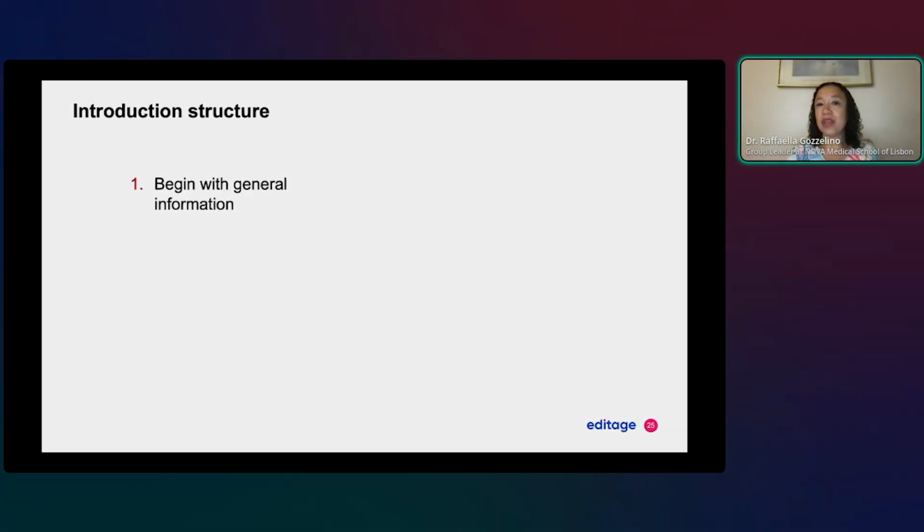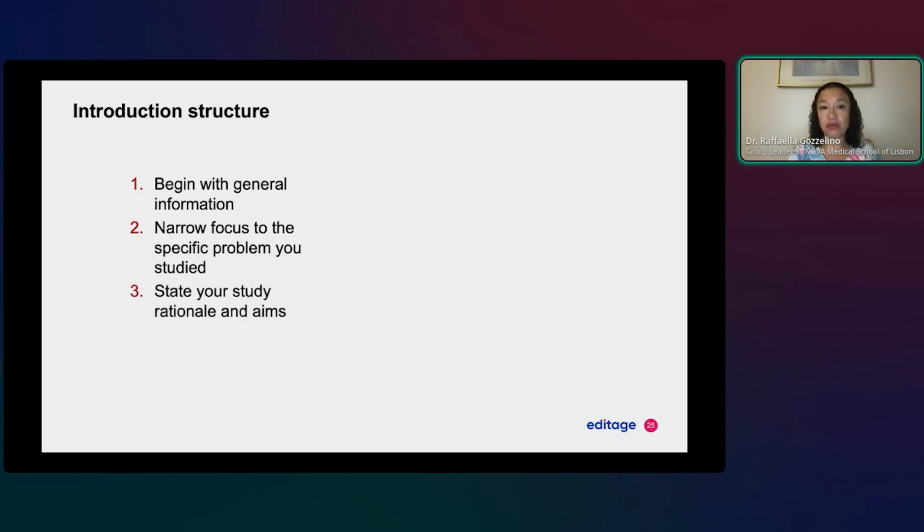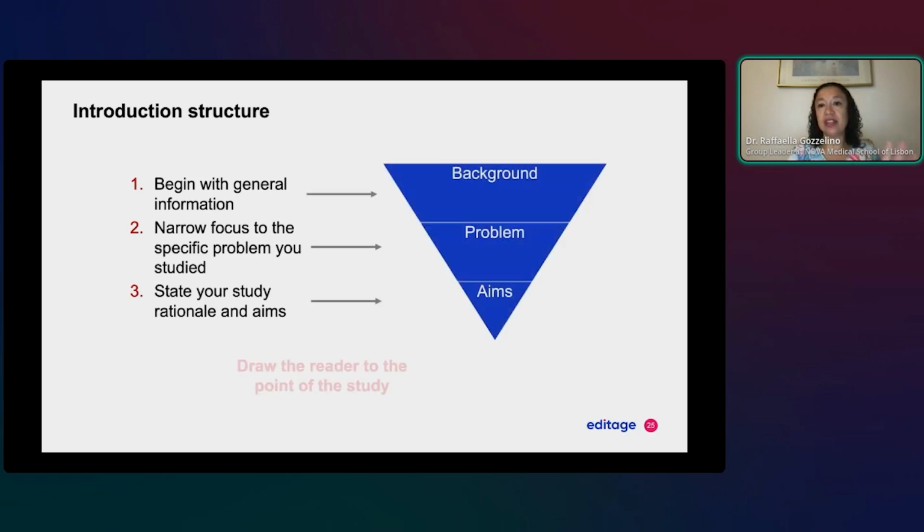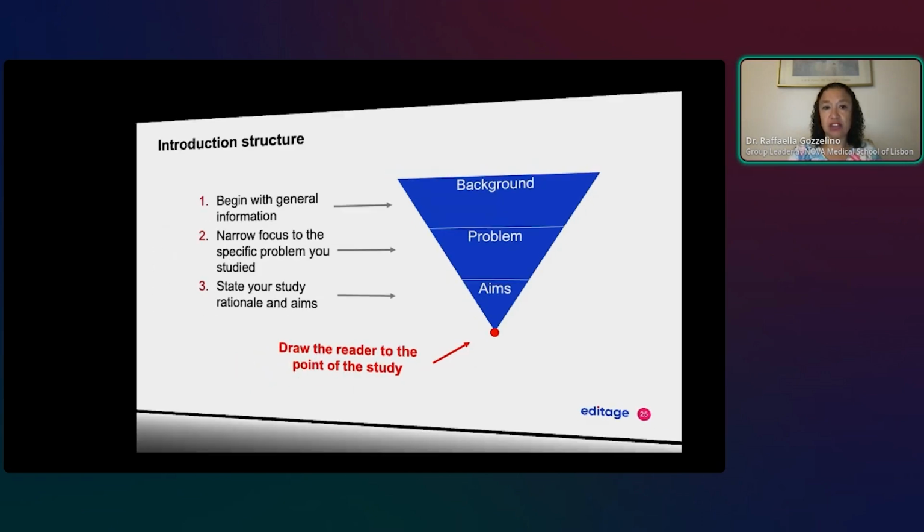Introduction: start with the general information because you need to set the ground. You need to provide a background that is really general, to then narrow it down and focus on a specific problem that you want to solve and study. And then you state your study rationale and aims. If you look at it as a particular shape, it's a pyramid upside down, because you start in a more broader manner to then focus it and draw the reader to the point of the study. This is how an introduction needs to be structured.